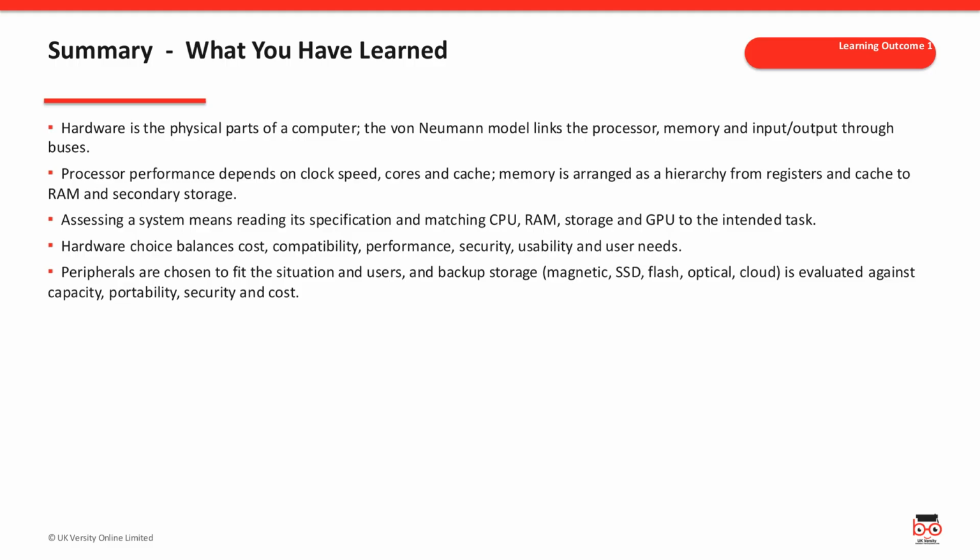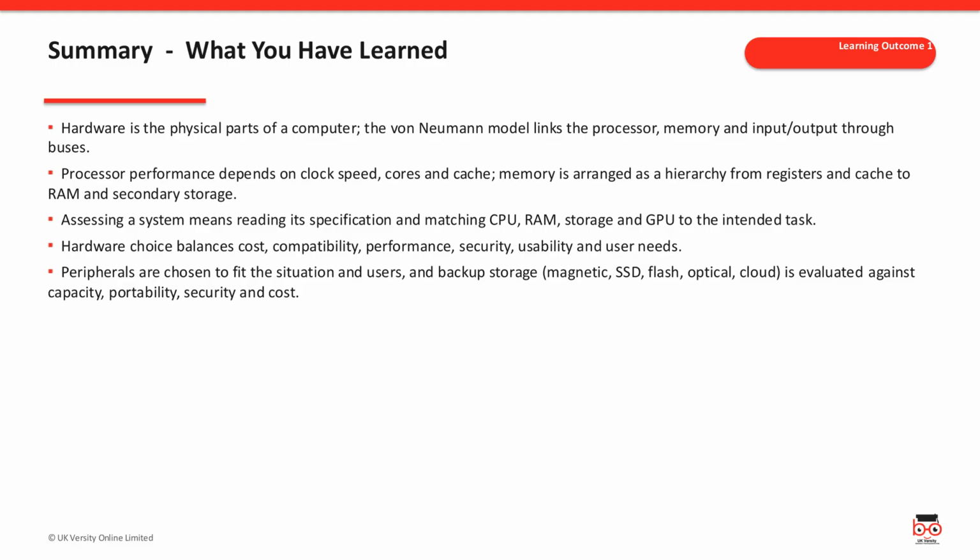Let us draw this outcome together. Hardware is the physical side of a computer, and the von Neumann model ties the processor, memory, and input-output together through buses. Processor performance rests on clock speed, cores, and cache, while memory forms a hierarchy from registers and cache down to RAM and secondary storage.